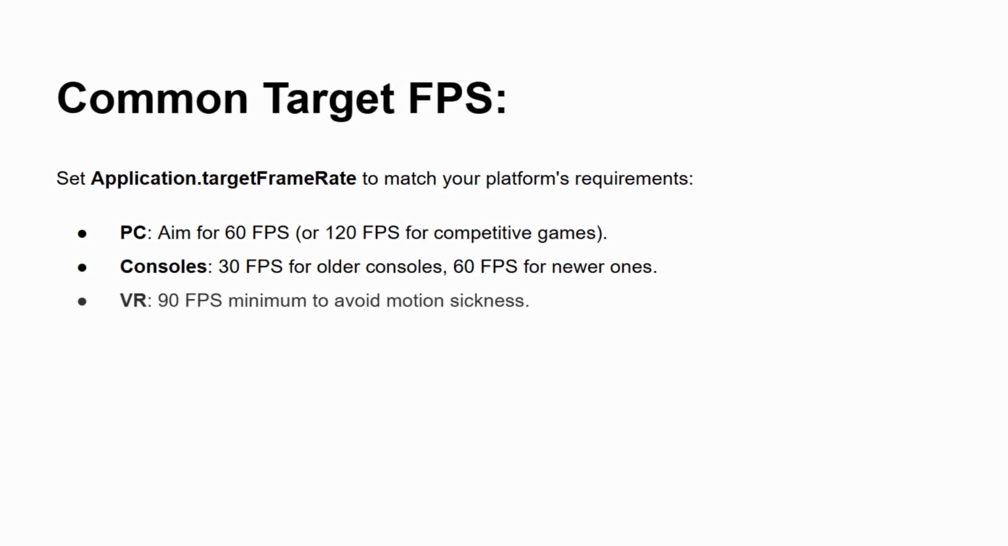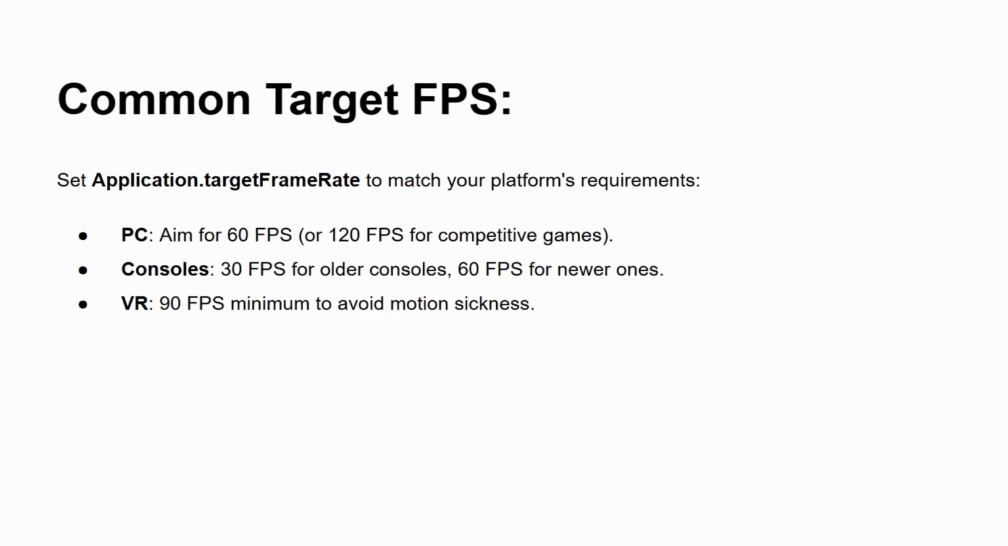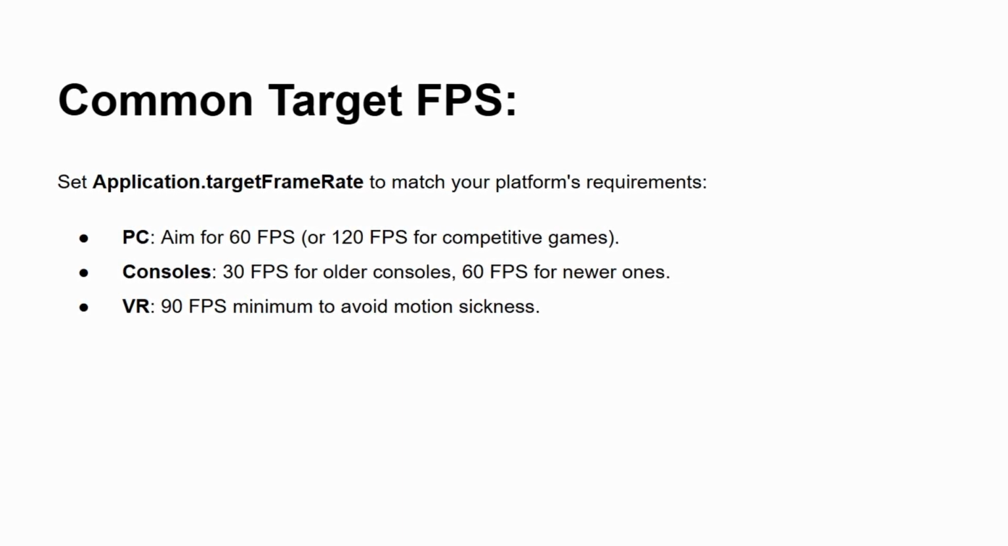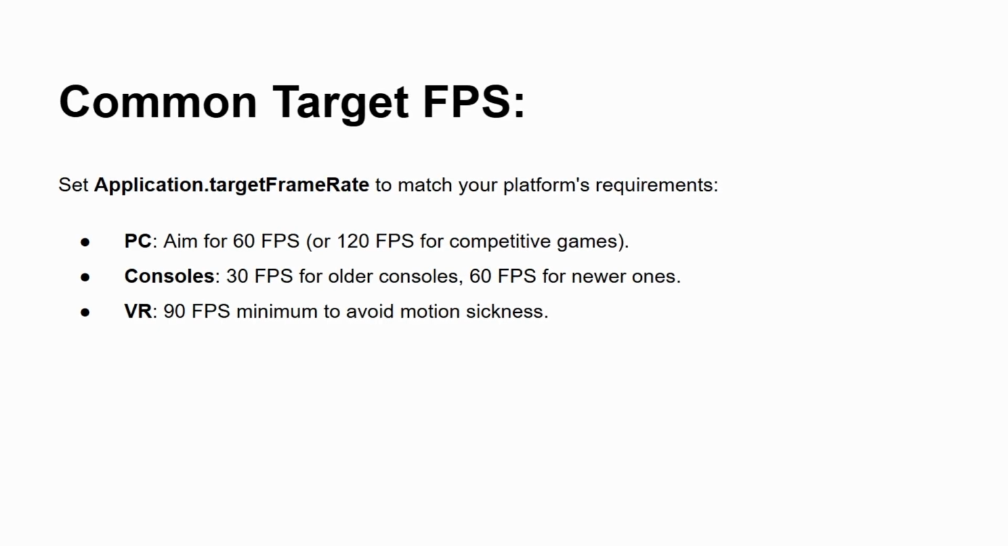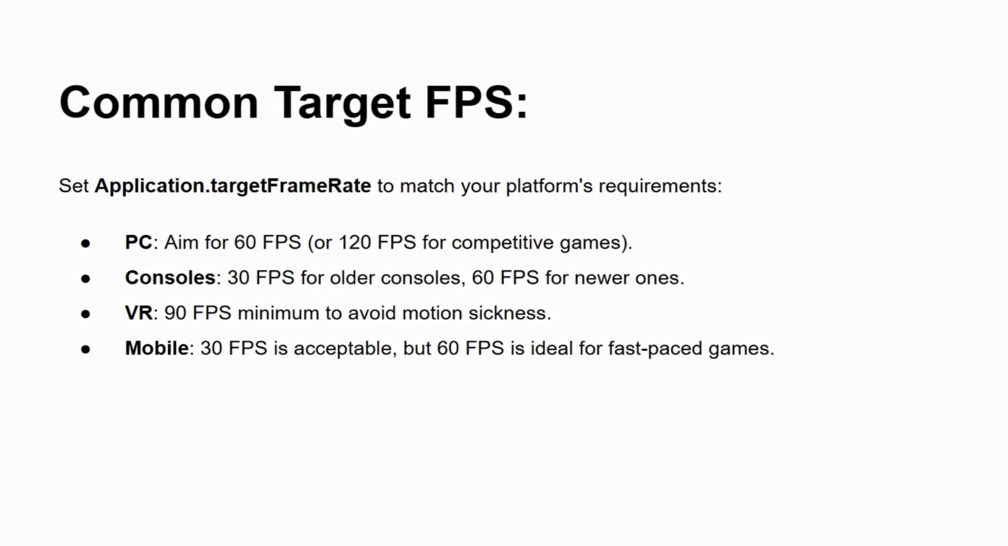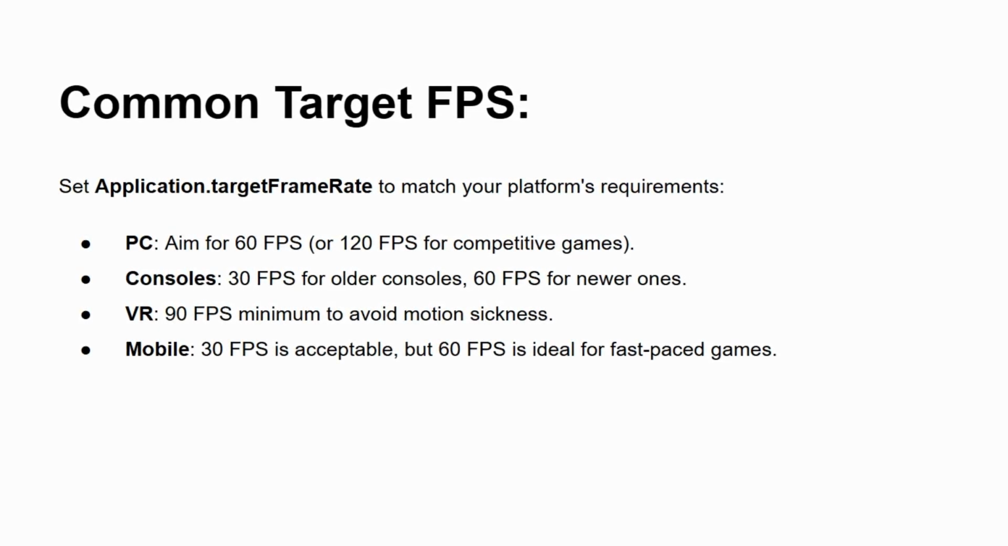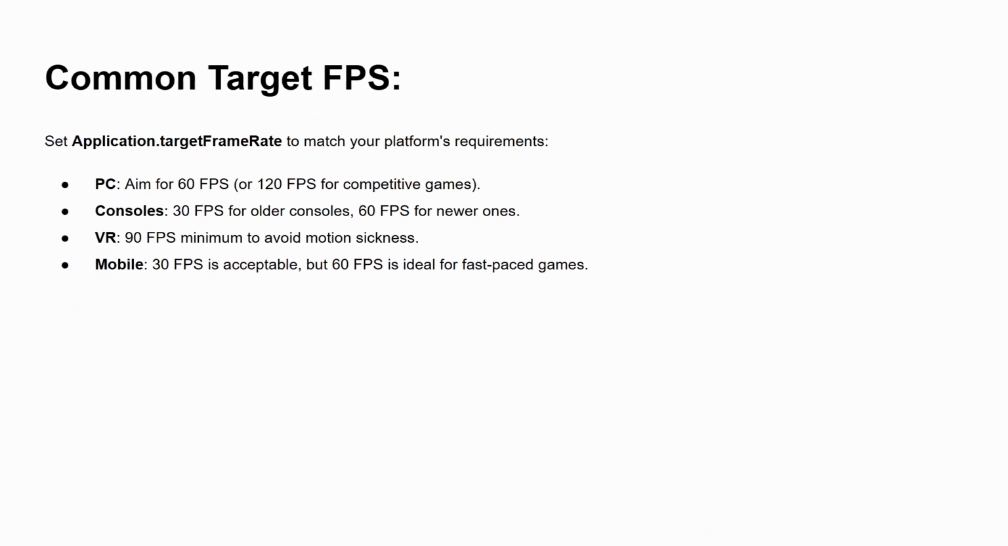Now VR is a bit of a different animal. Use 90 FPS minimum to avoid motion sickness. This might mean making some compromises on game mechanics to keep it smooth. For mobile, 30 FPS is acceptable, but 60 FPS is ideal for fast-paced games.